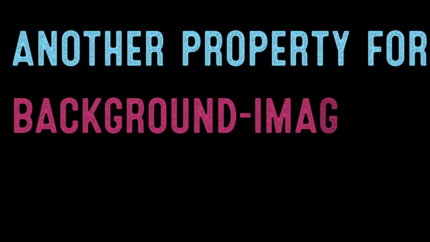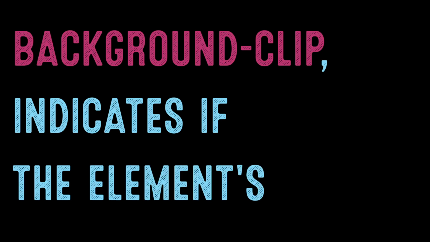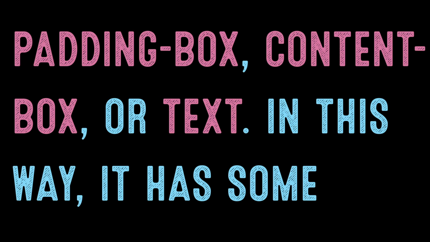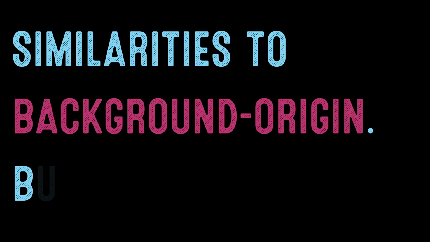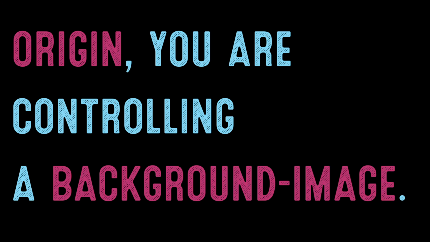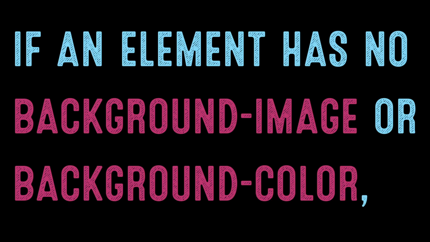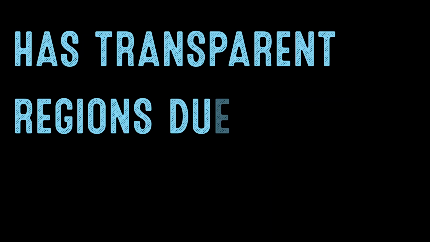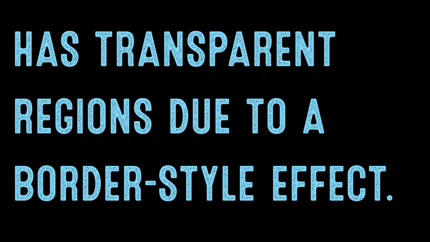Another property for background image is background clip. Background clip indicates if the element's background will extend underneath the border box, padding box, content box, or text. In this way, it has some similarities to background origin. But with background origin, you are controlling a background image. If an element has no background image or background color, background clip effects will only be visible if the border has transparent regions due to a border style effect.